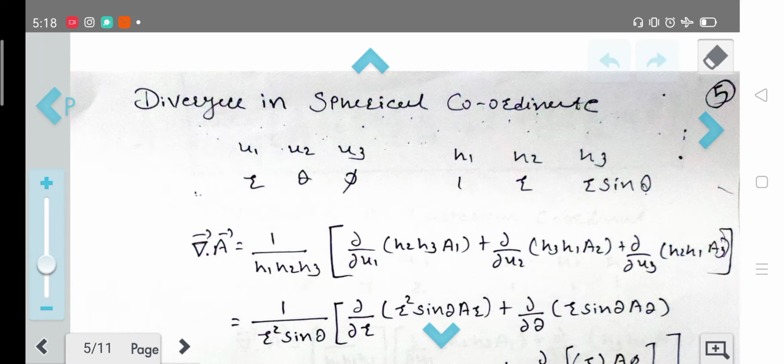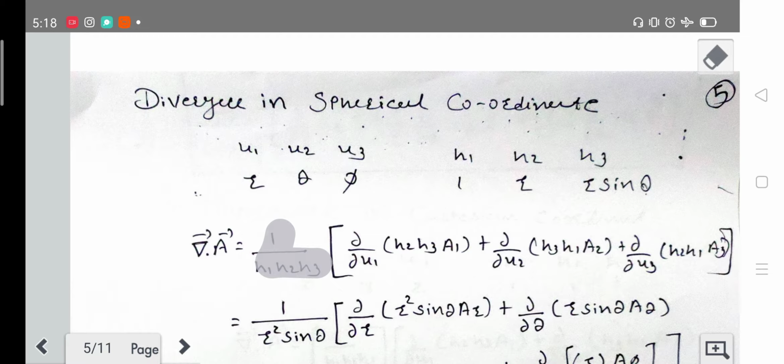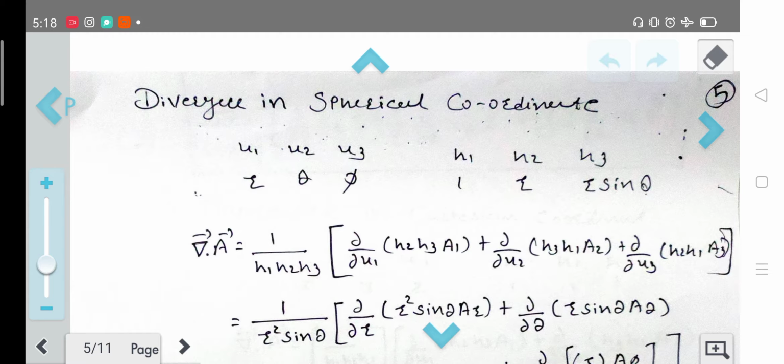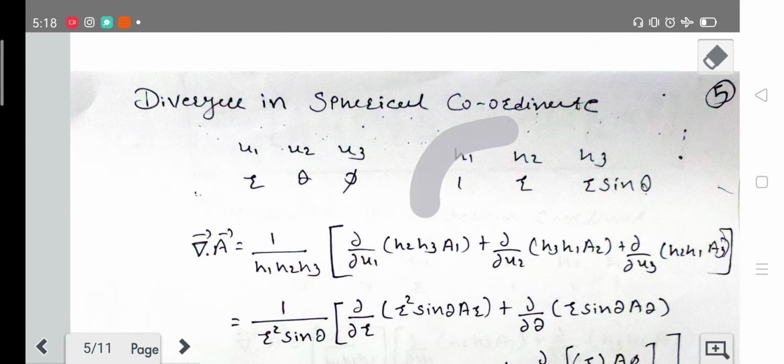Now let's take the generalized formula of divergence of vector A, which will be 1 upon h1 h2 h3 into the bracket, del by del u1 of h2 h3 a1 plus del by del u2 of h3 h1 a2 plus del by del u3 of h2 h1 a3. Now let's put the values of u1, u2, u3 and h1, h2, h3 in this coordinate system.